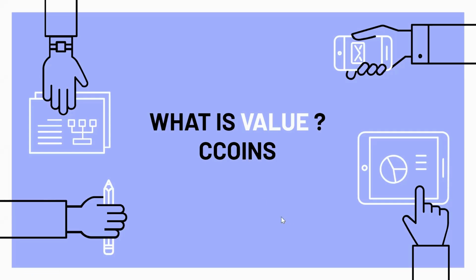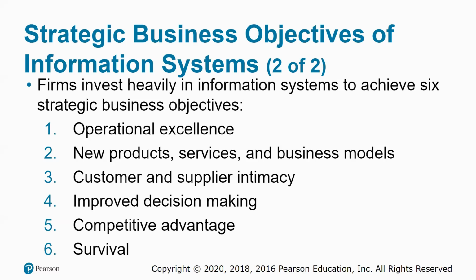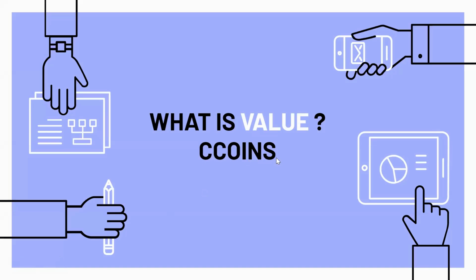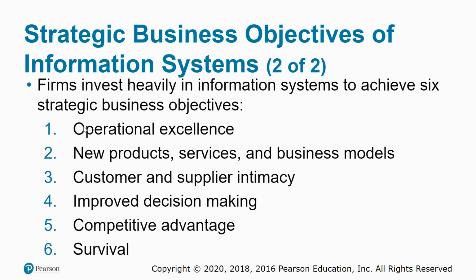We use the acronym COINS. All right. And so COINS, when you think of money, you think of value as well. But this was an acronym that some students came up with, and they're saying, you know, this is one way to remember these important strategic business objectives of information systems. And this is how we look at value in information systems. So there are 6 of them. And you'll notice that COINS, the acronym we have here, has 6 letters. And each of these correspond to one of the 6 strategic business objectives of information systems.